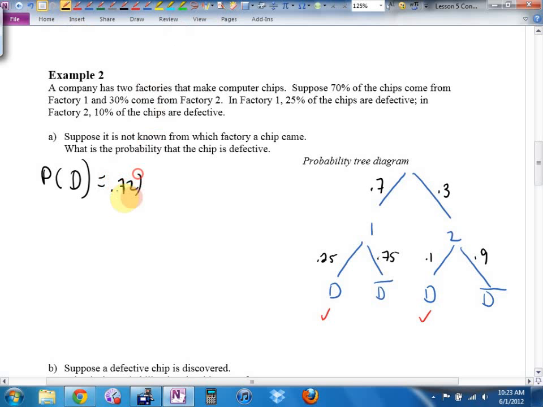0.7, 0.75, 0.7, Mr. Dueck. 0.25 or 0.3, 0.1. If you go into a store and you buy these people's product, what are the odds that it's a defective chip? 0.205? 0.205.